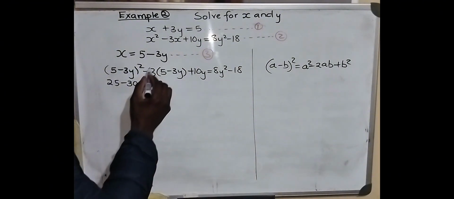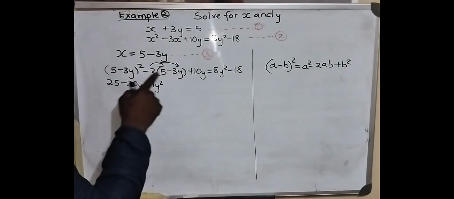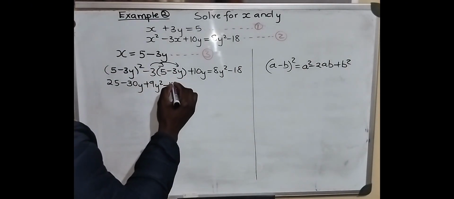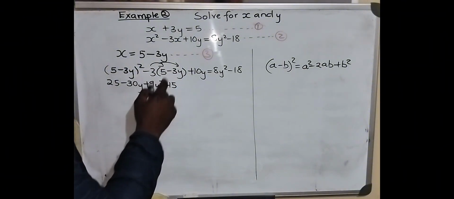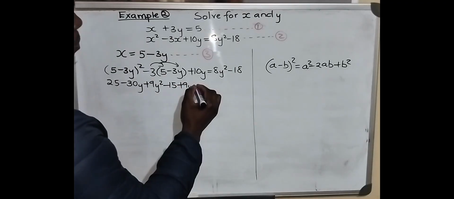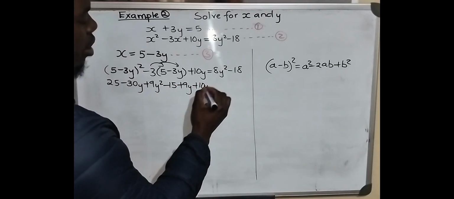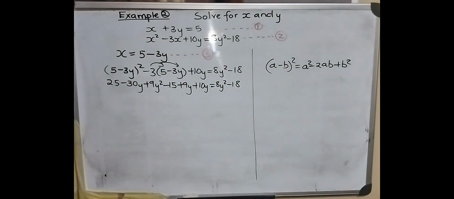And then what are we going to do? We're going to distribute this in here. Negative 3 times 5, that's negative 15. Negative 3 times negative 3y, positive 9y, and plus 10y is equal to 8y squared minus 18.